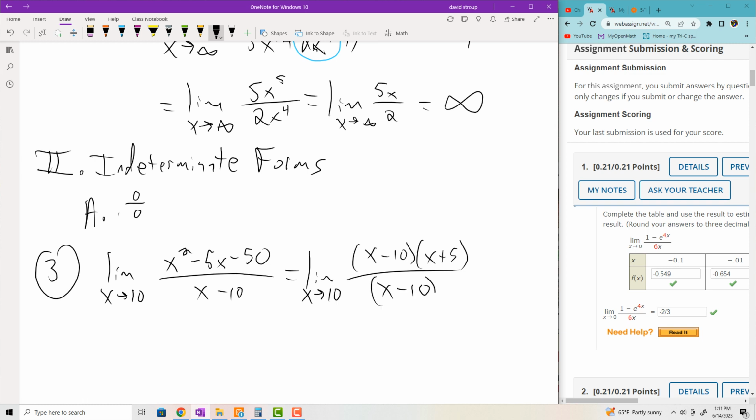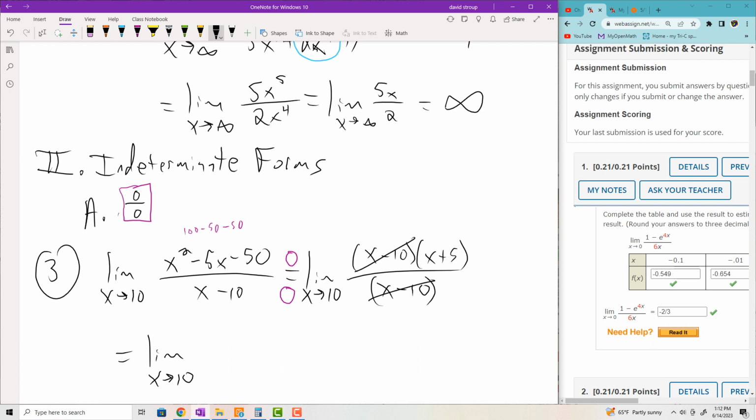Well, even before I factored, let's back up a little bit. If I had plugged in the number 10 into the numerator, I would get 100 minus 50 minus 50, which is 100 minus 100, which is a 0. In the denominator, you have 10 minus 10, which is 0, which is what I mean by that indeterminate form, 0 over 0. Okay? So when you have that form, the Calc 1 method was to factor and then remove common factors and hope the discontinuity issue kind of goes away.